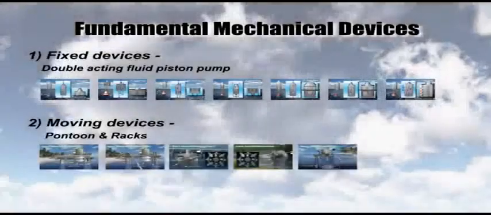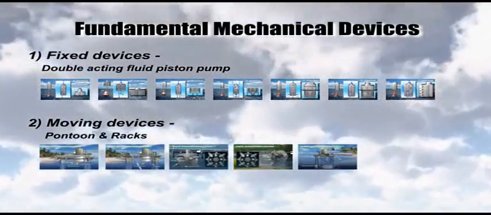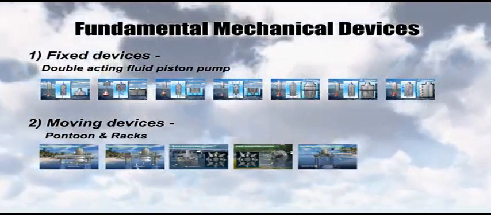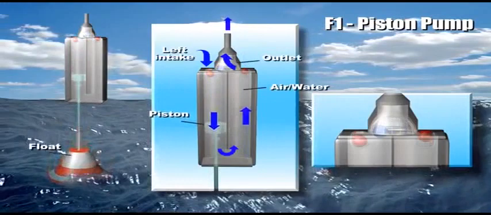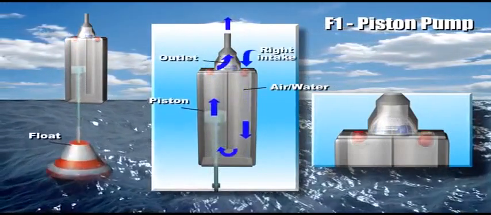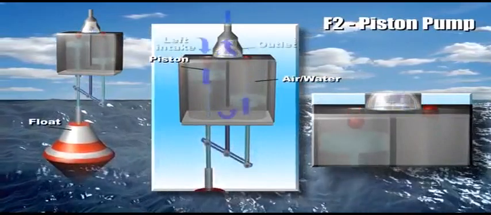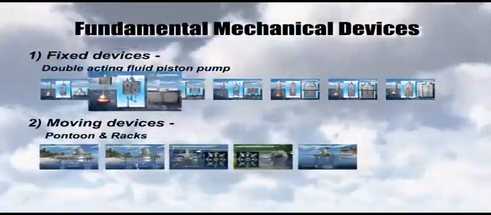currents into electricity. The two fundamental mechanical devices are the movable device and the fixed device. Double-acting piston pump. A piston is arranged to reciprocate as its piston rod is actuated by a float. When the float moves up as a rising wave passes, it pushes the piston upward, and the resulting dynamic flow of the fluid closes the left inlet by the ball and fluid is pumped out through the center top outlet.